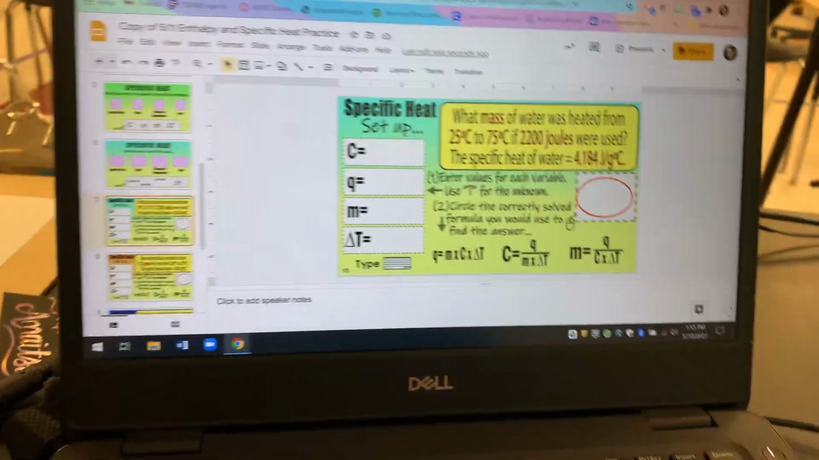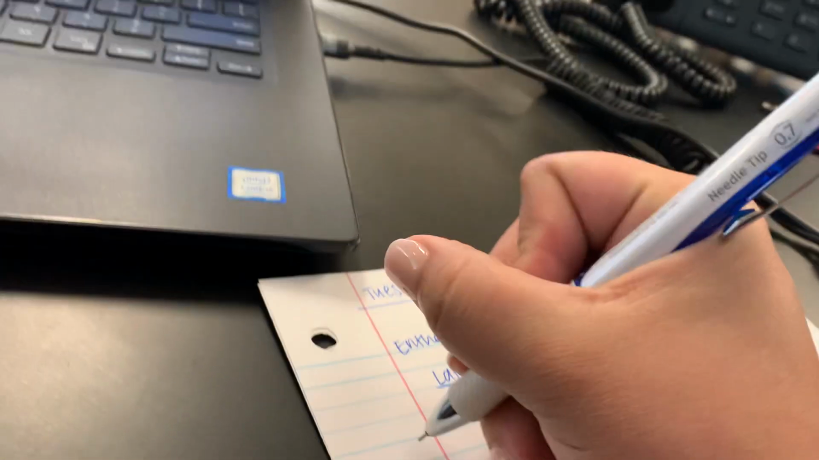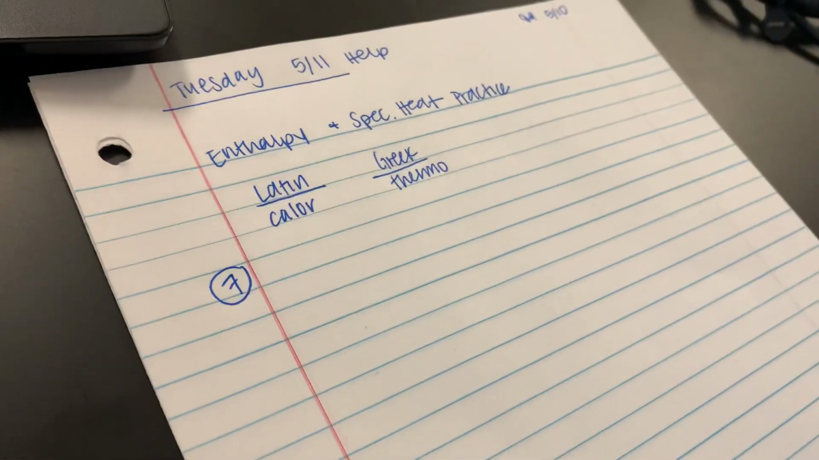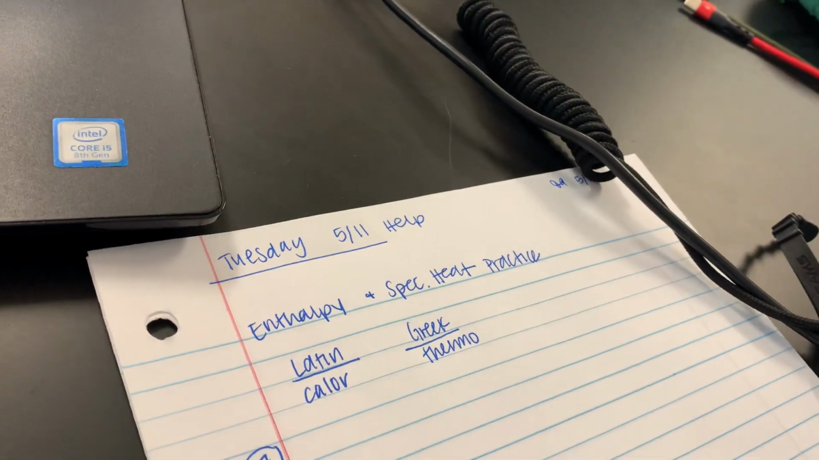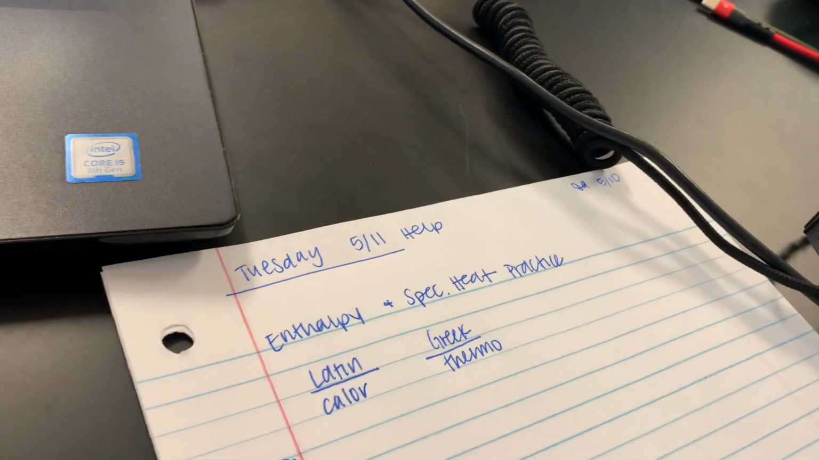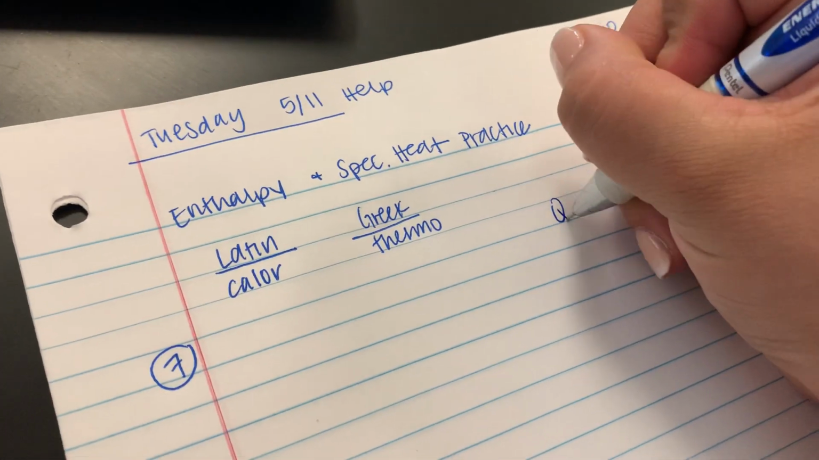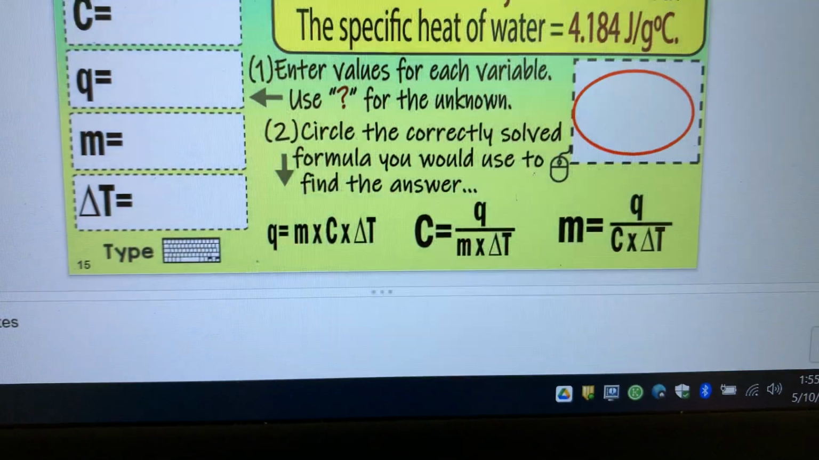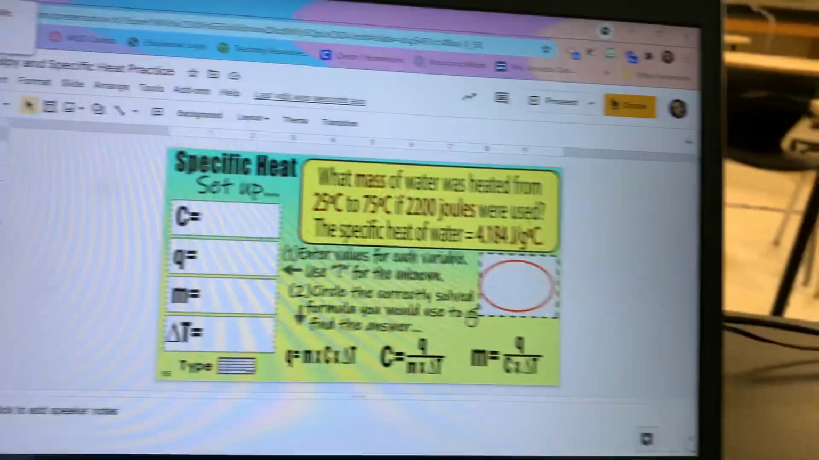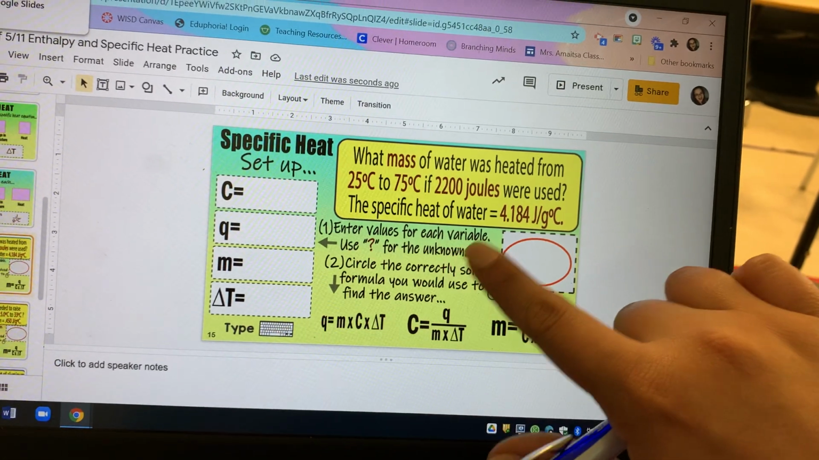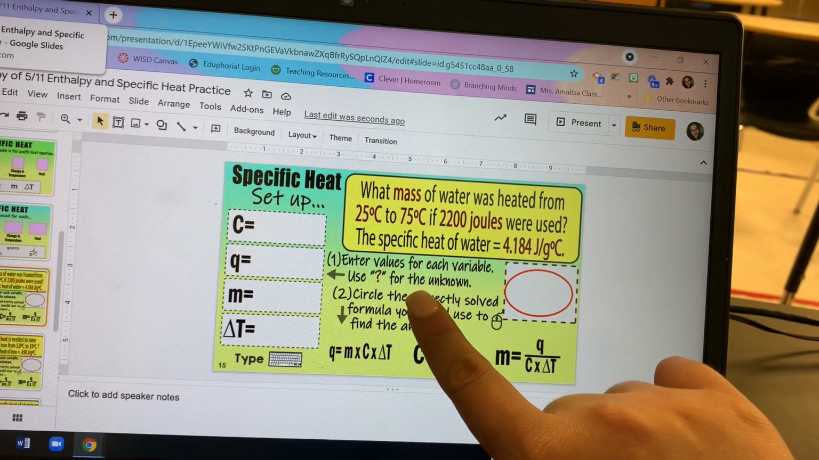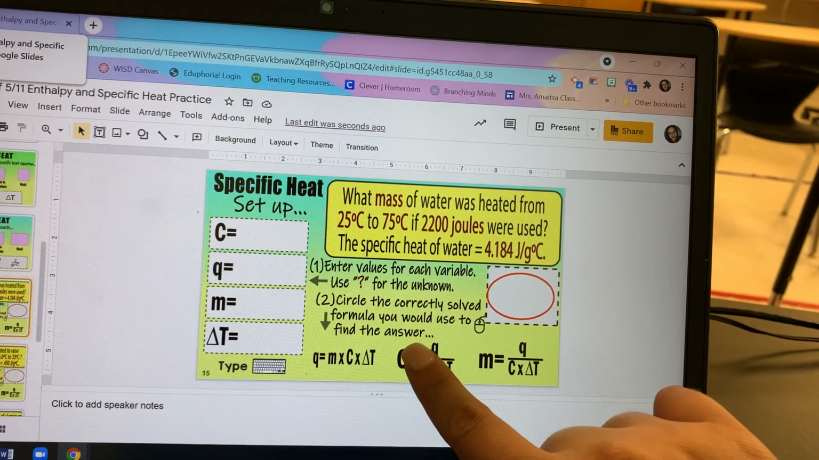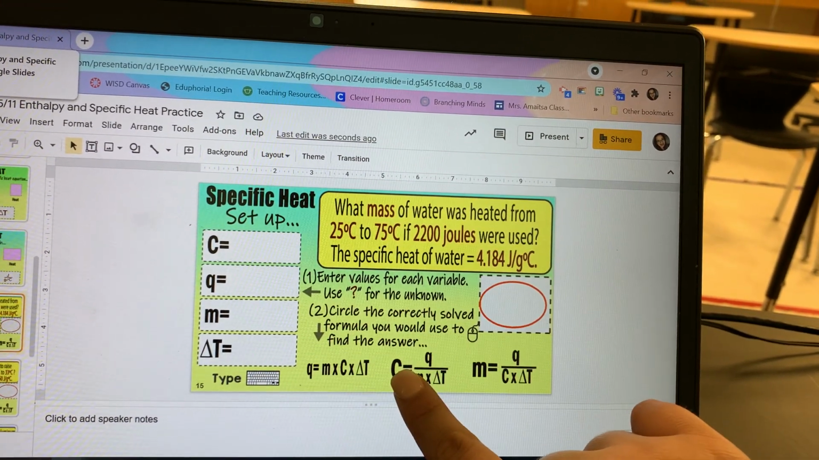So I'm gonna do slide 7 with you. You're actually doing these on your slides, but you're gonna need a separate sheet of paper to help you with these calculations. Let me make sure I have a calculator out here. Remember that our formula that we need to use is Q equals mcΔT. And then we have all the rearranged formulas. But even if you don't remember those, guess what? They're on the slide. So based on what the slide says, we need to enter the values for each variable here, and then we're gonna put a question mark for the unknown, and then we're gonna circle the correctly solved formula that we would use with this red circle. You're gonna drag the circle onto the right formula.